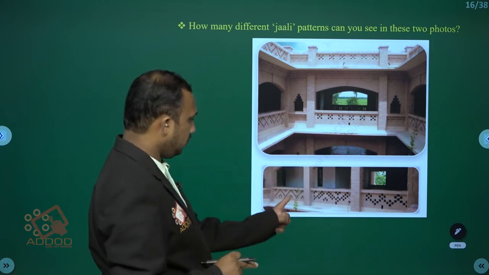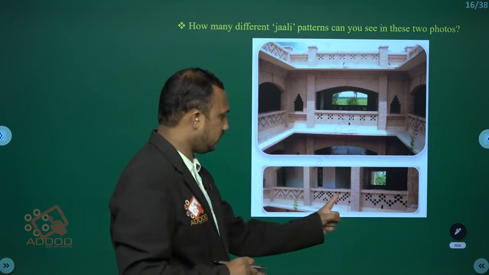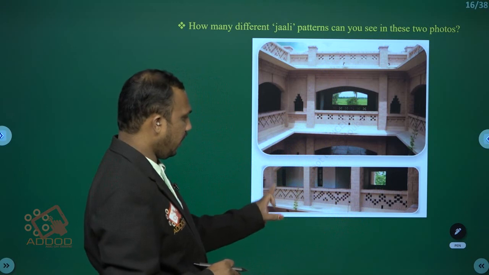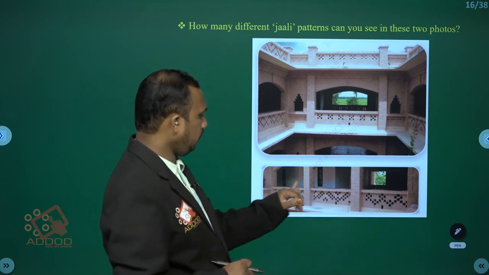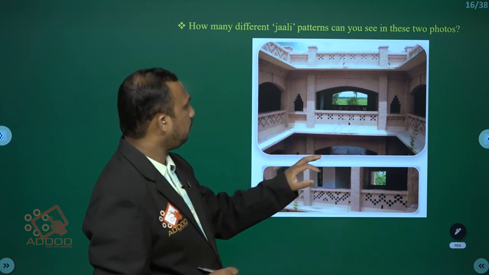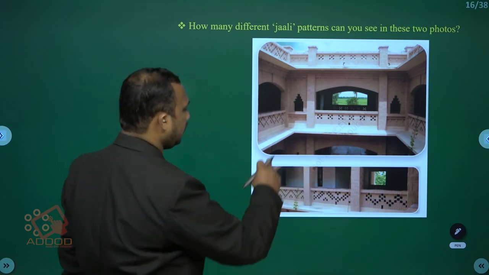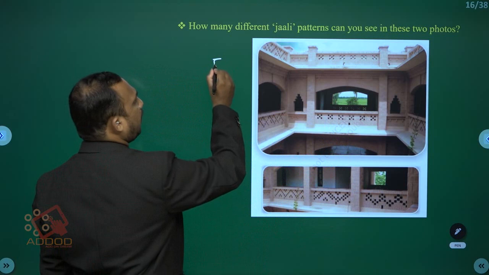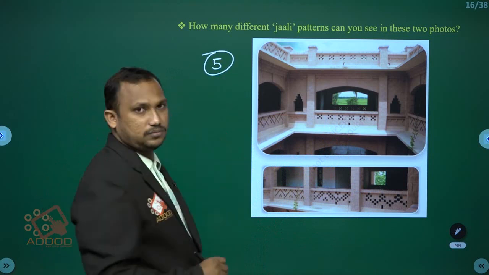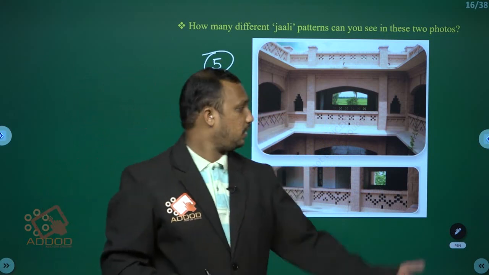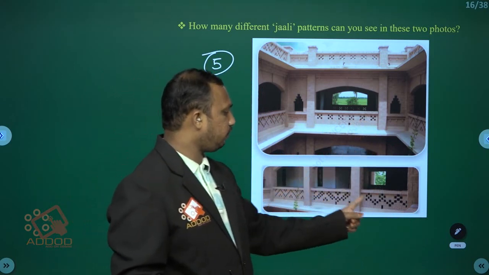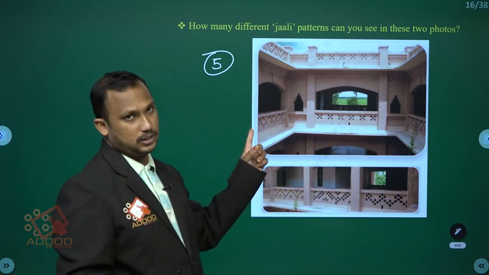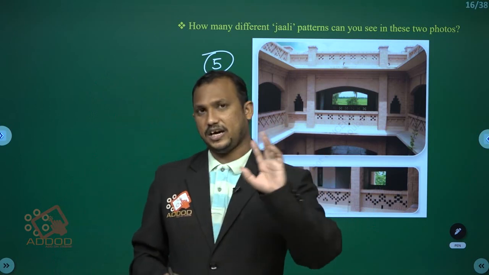One. This and this are different. Here one line, here two lines, here different. So 1, 2, 3, 4, and here 5. I can see a total of 5 patterns. How many patterns? 5. This is one pattern, 2, 3, 4 and 5. A total of 5 jali patterns are there.